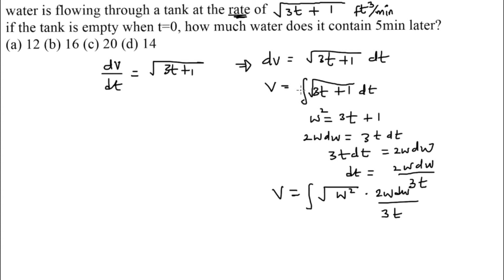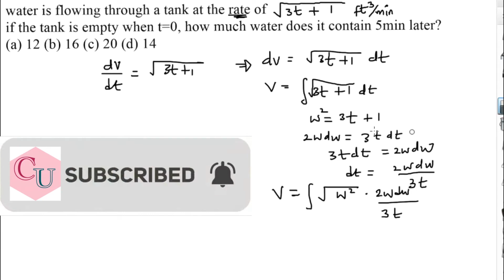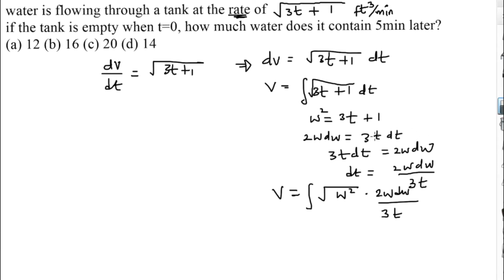Never, never. Oh, there's a mistake. There's a mistake now, because if I differentiate 3t, I'm supposed to have 3, not 3t again. So I shouldn't have this. So I will just have to divide both sides by 3. So I should have something of this nature.